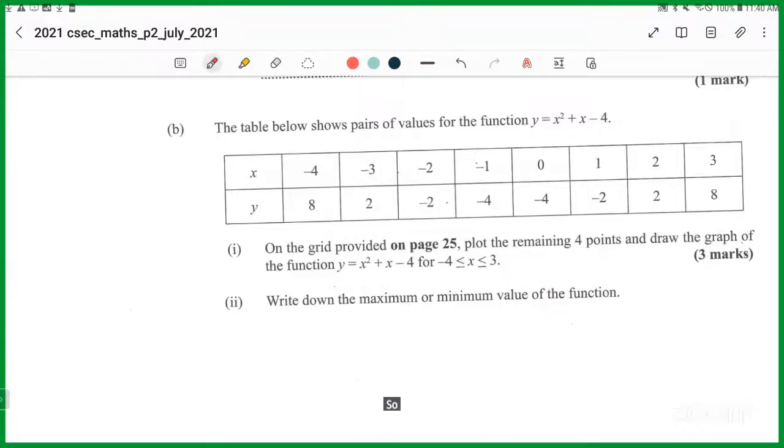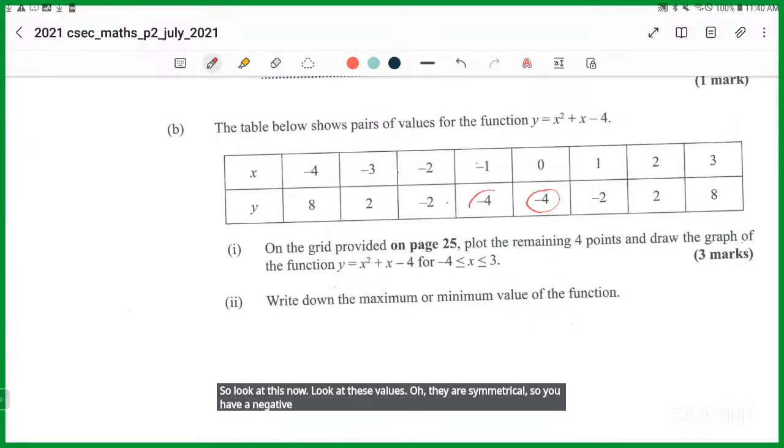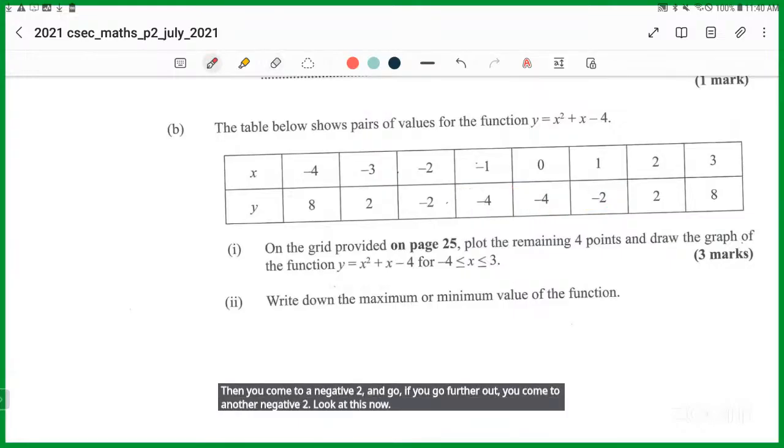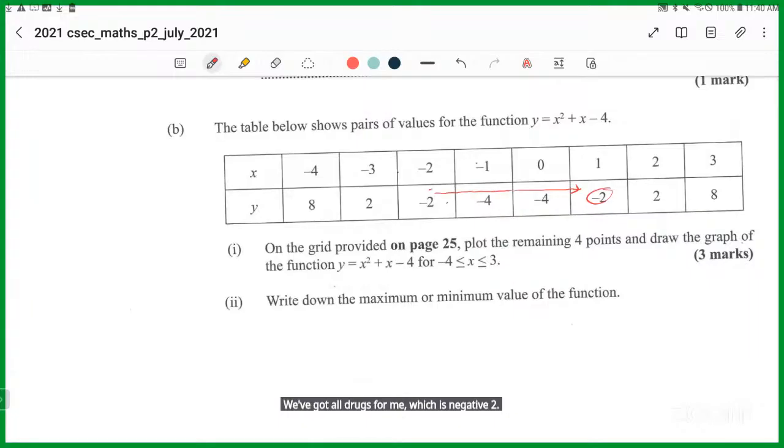So look at this now. Look at these values, how they are symmetrical. So you have a -4 and -4 going outwards. Then if you go further out, you come to another -2 on each side. You go outwards from here, you reach -2. Same distance from here, you reach -2. Your line of symmetry will correspond to this point in the table. If you go further out, 3 spaces from this line, you reach 2. Go this way, reach 2 the other way. And if I go further out from this red line, I reach 8 this way. If I go the same distance this way, I reach 8.